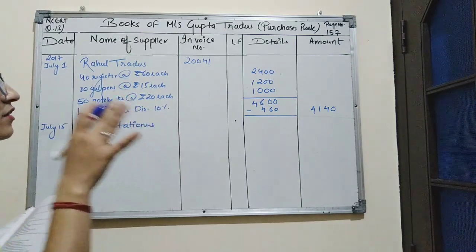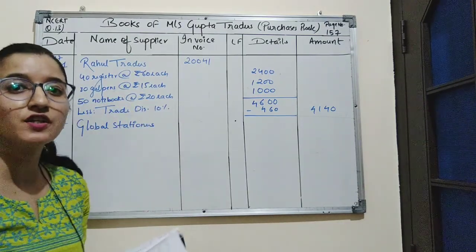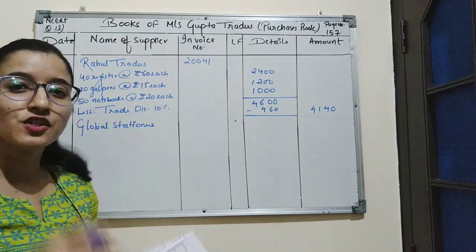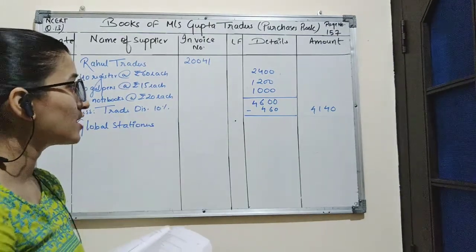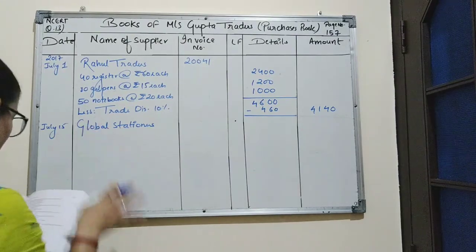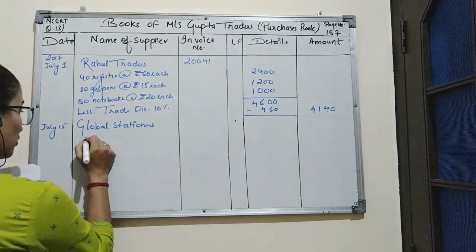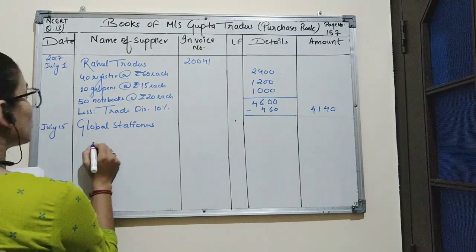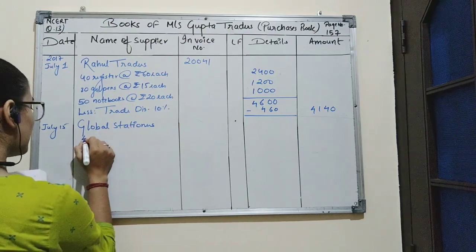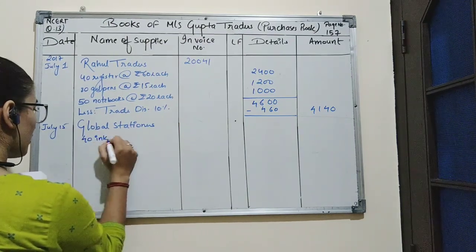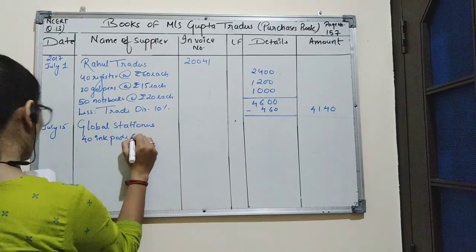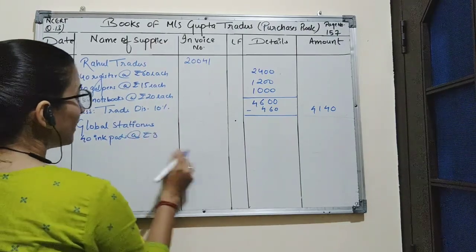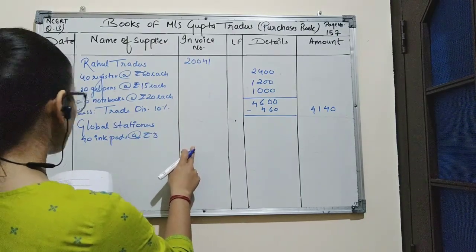See, Miss Gupta trader is dealing with the stationery traders. That means she is dealing the business in stationery. So from Global Stationers, Miss Gupta has purchased 40 ink pads at the rate rupees 8. Invoice number here is 1132.